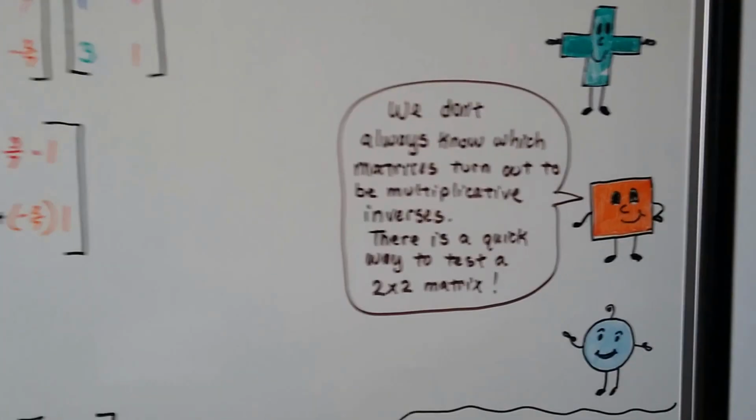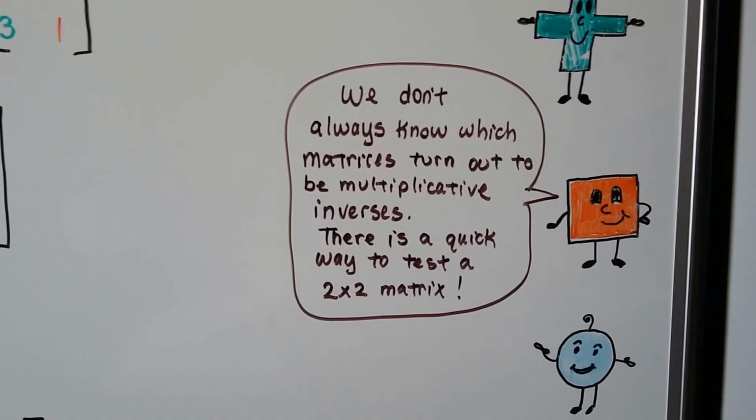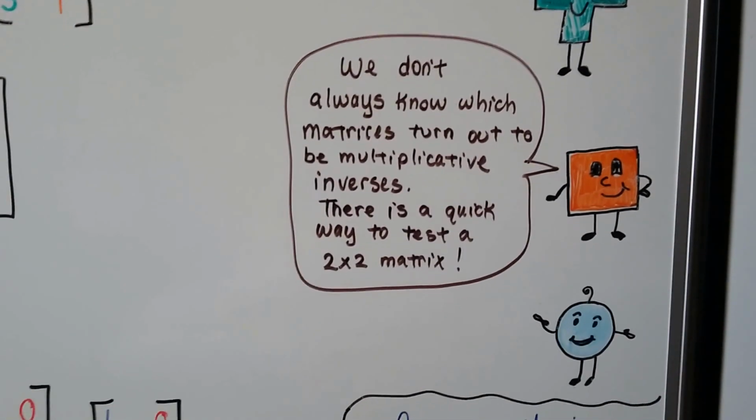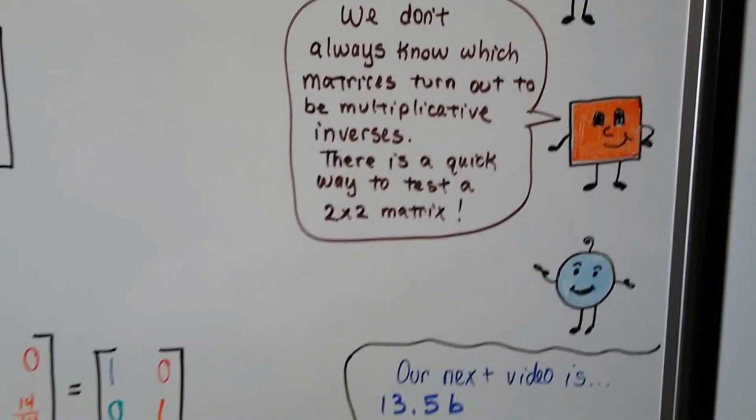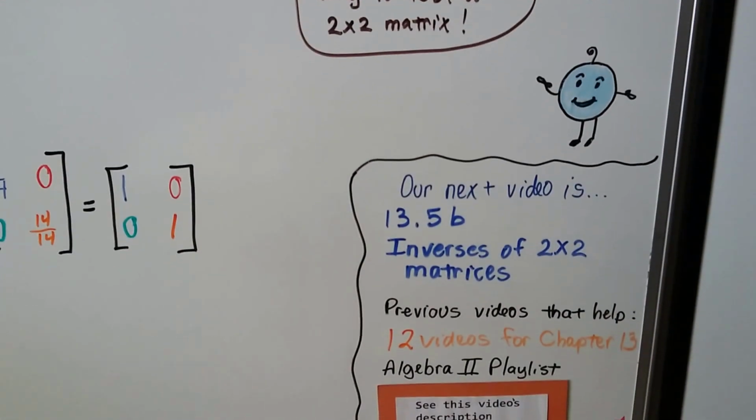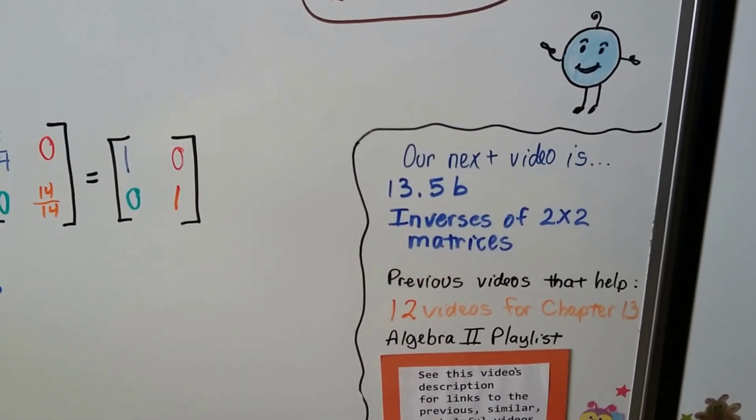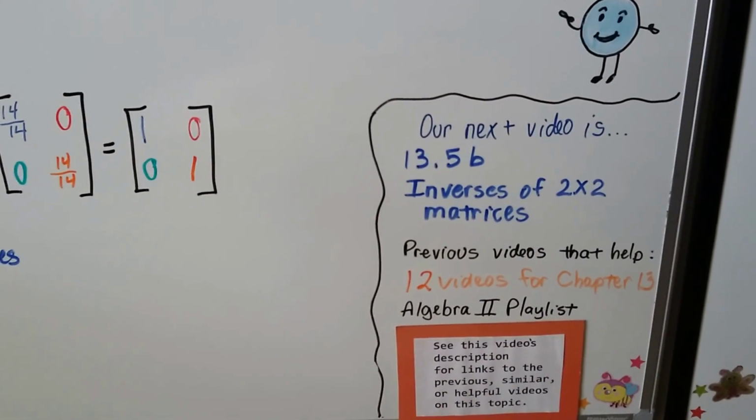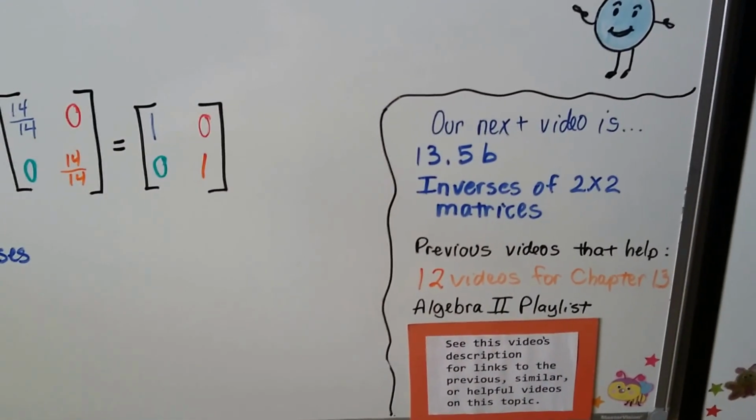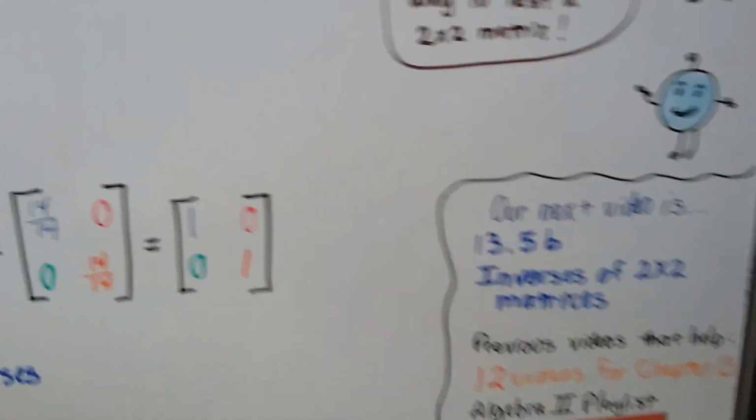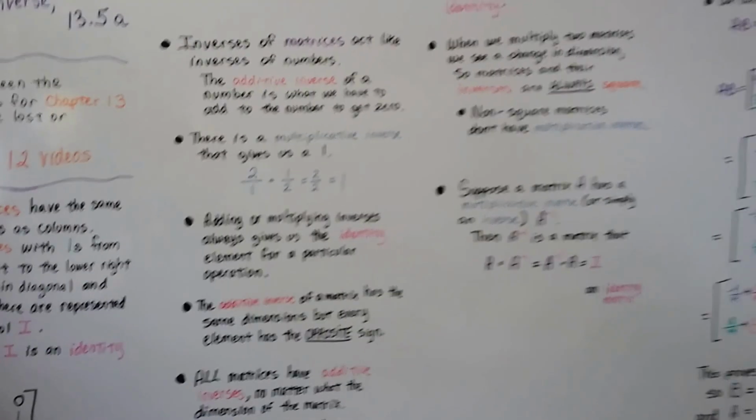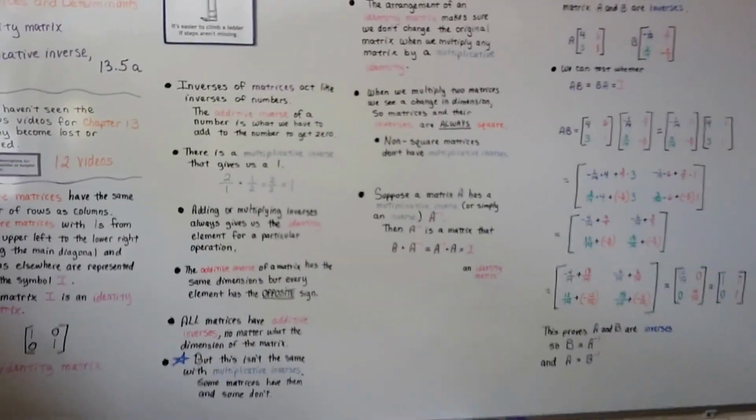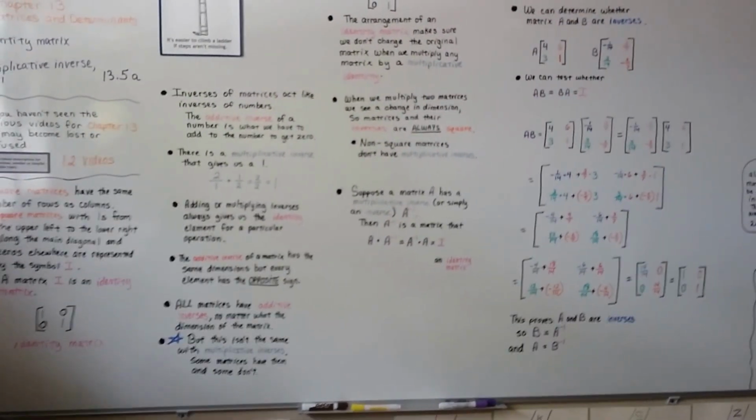Now, we don't always know which matrices are going to turn out to be multiplicative inverses, but there's a quick way to test a 2x2 matrix. There's a theorem for it. Our next video is 13.5b, and we're going to do inverses of 2x2 matrices with that theorem. There's going to be a link to those 12 videos for Chapter 13 in this description. I'm going to add this one to the Algebra II playlist, and let's do those 2x2 matrices and find out what this quick method is that we can use. Maybe it'll save us some time.